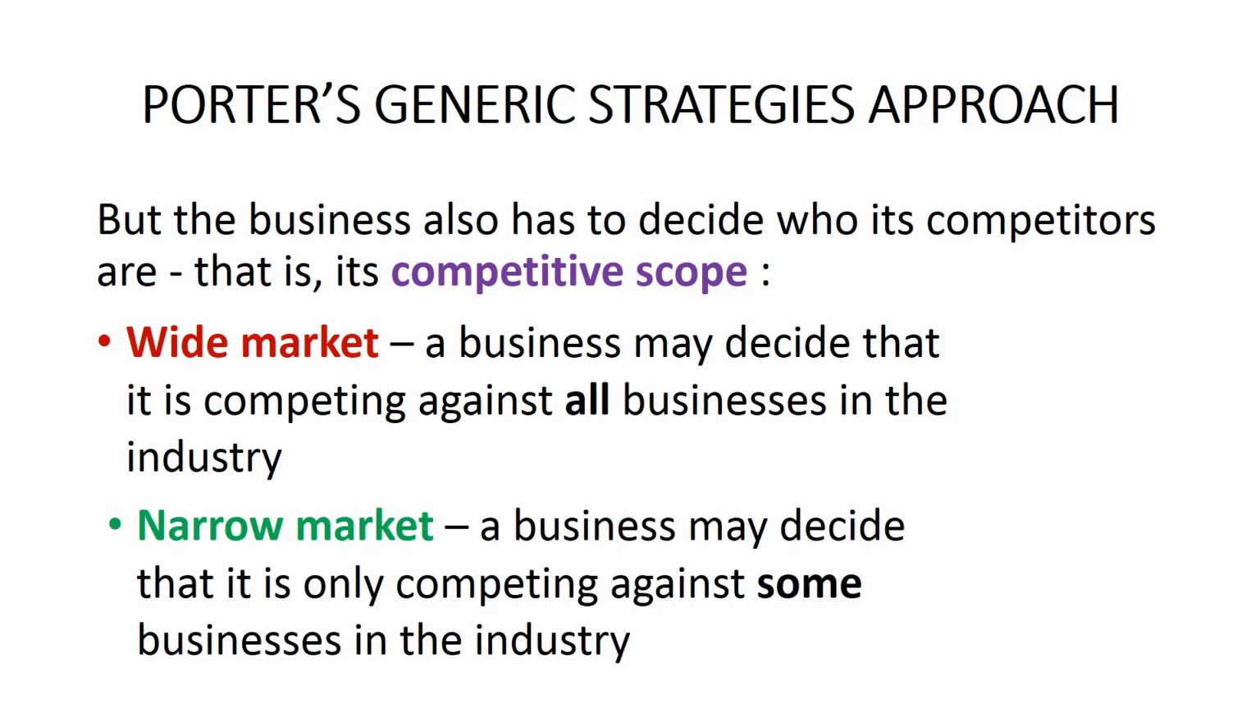The second kind of competitive scope is a narrow market competitive scope. And if a business adopts this competitive scope, then it's deciding that it's only competing against some businesses in the industry. To take our chocolate bar producer example, if our chocolate bar producer adopts a narrow market competitive scope, then it is taking the view that it only competes against other businesses that produce and sell chocolate bars.